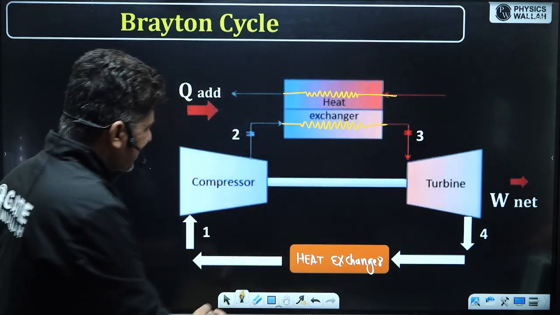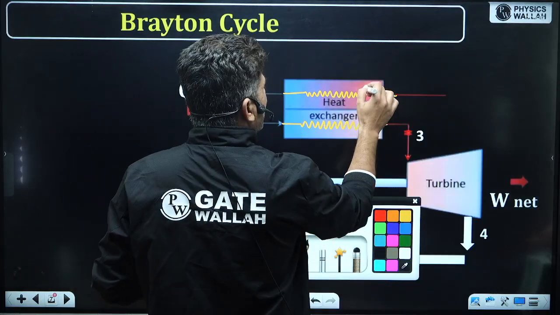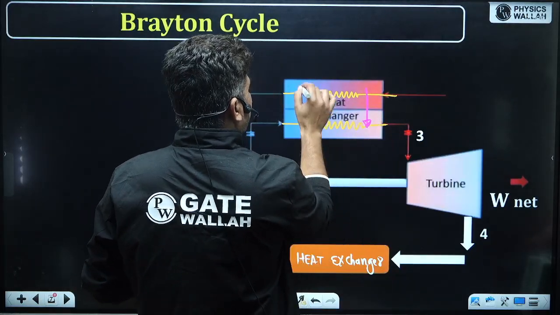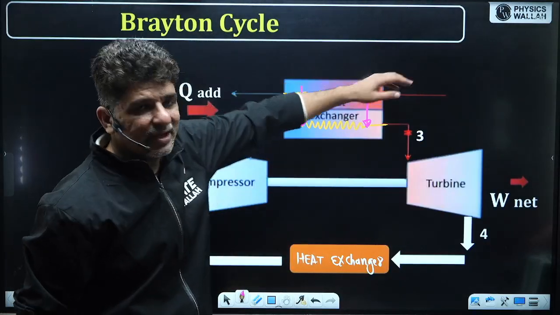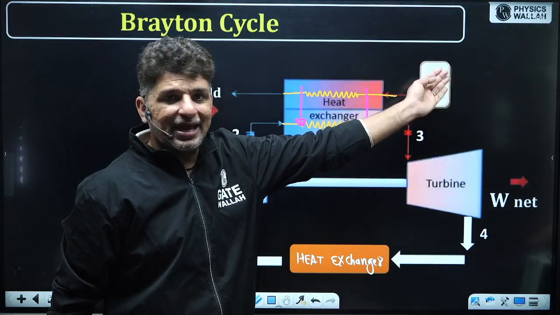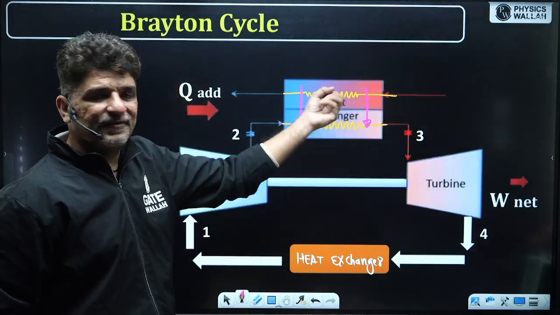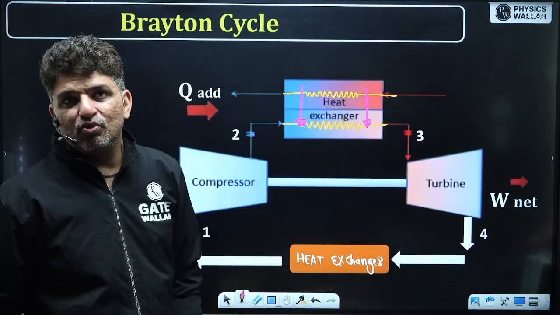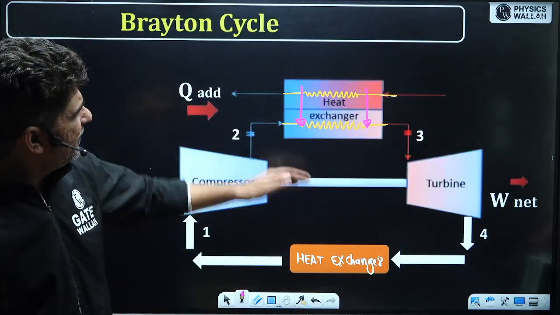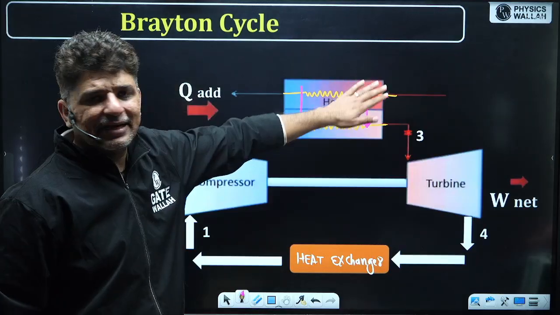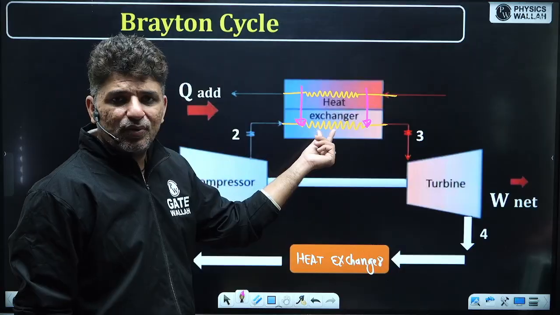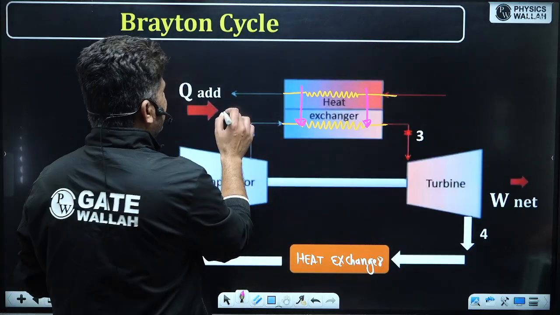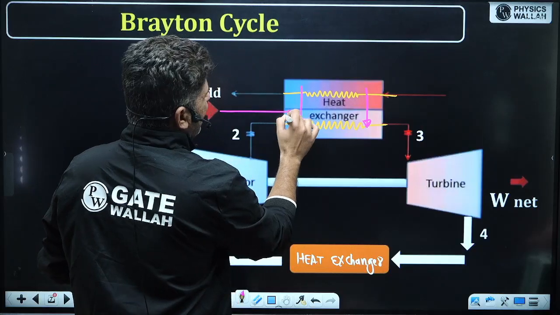So the energy transfer happens from a high temperature source. This is a high temperature source where high temperature gas might be coming in and transferring heat to air, and then the air moves out. There are different ways of heat addition which happen over here. So heat is added over here.